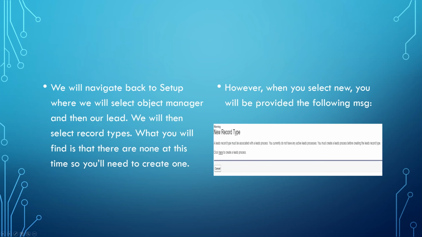So we'll navigate back to setup here. We'll select the object manager. We'll go to our lead. We'll then select record types. And what you'll find is this lovely little warning. I can't do it now because I've already put one in.